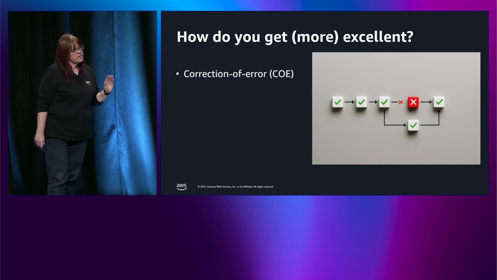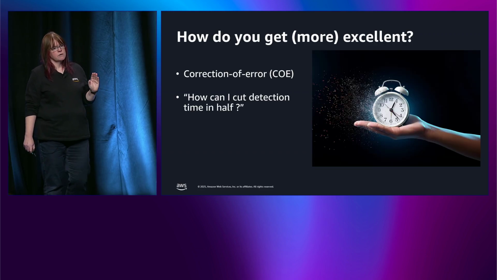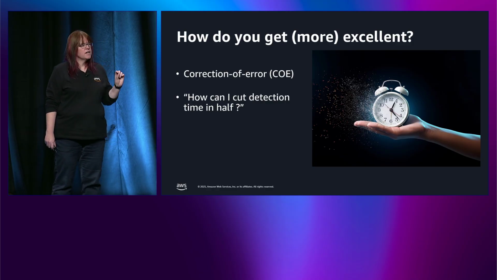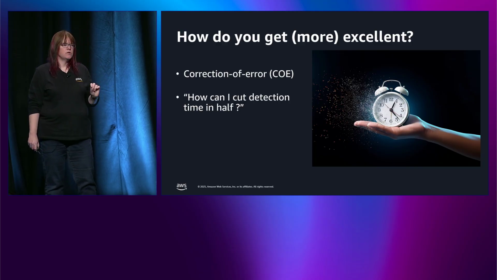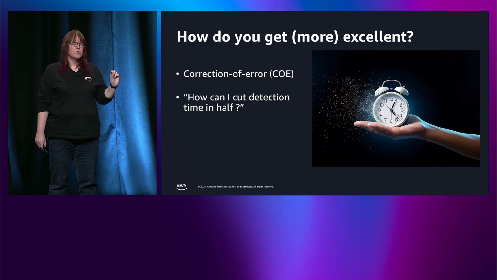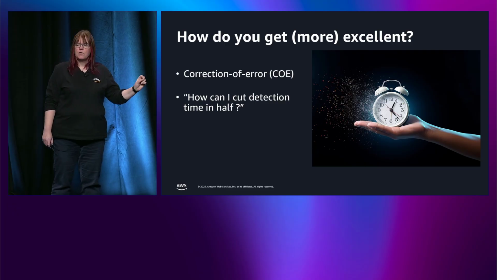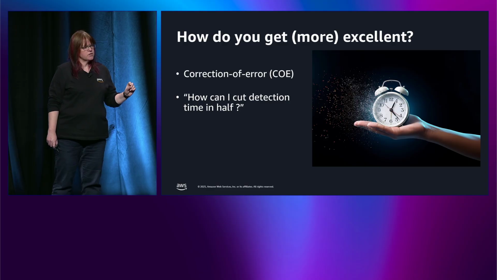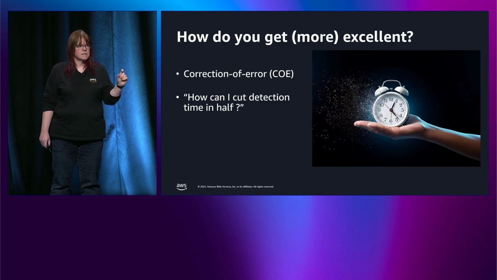And there are two really important questions that we ask when we do correction of errors. The first one is, how can I reduce my detection time? How long did it take you to know that there was an issue? Now have a think. Would some extra data help you have got there sooner? Do you need to tune your alarms or add some extra ones so that you can reduce that time?